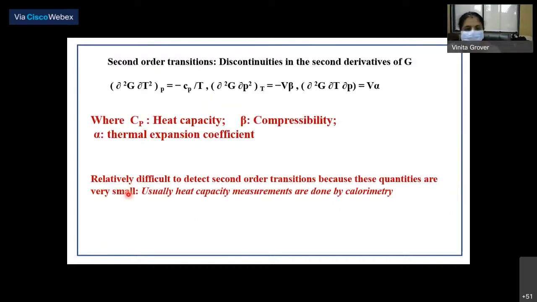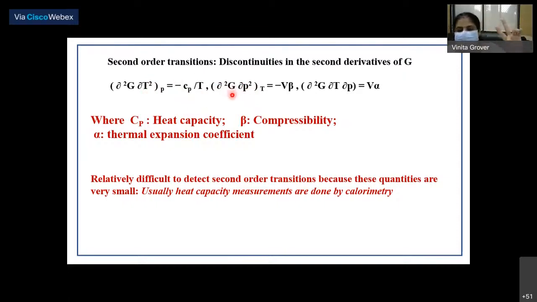Now, second order phase transitions are those for which there is a discontinuity in the second derivative of free energy. And what are the second derivatives of free energy? Heat capacity. Sorry, I changed this slide but I have not changed it here. This is del 2G by del T squared, del 2G by del P squared, and del 2G by del T del P. So del G by del T is minus S, and if we take one more del T, we will get heat capacity.